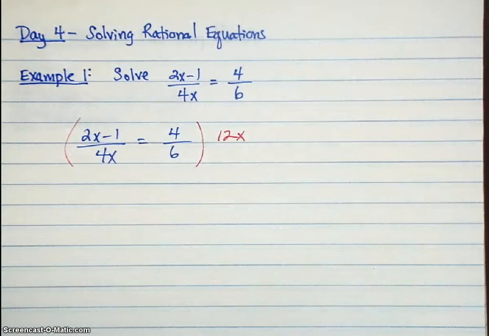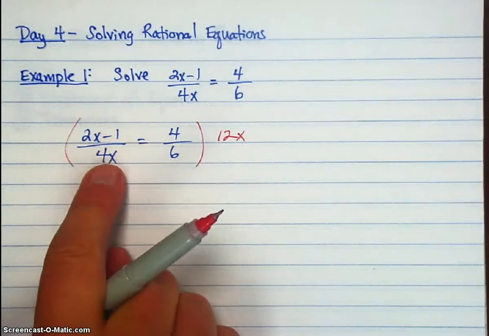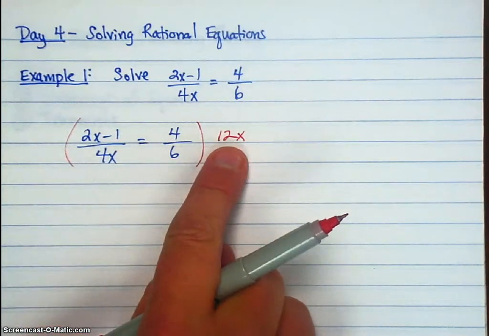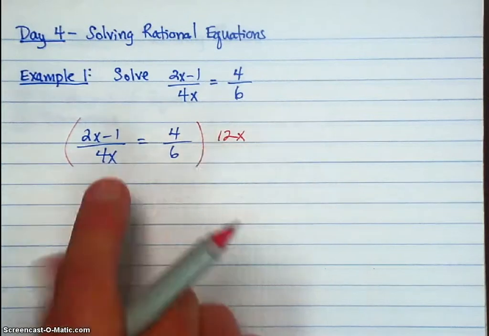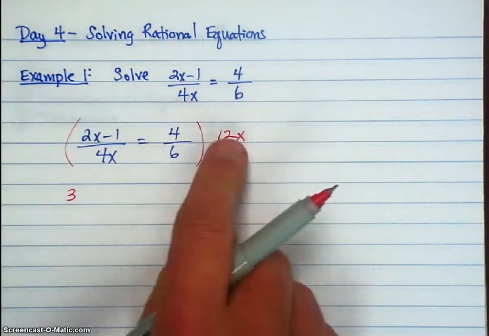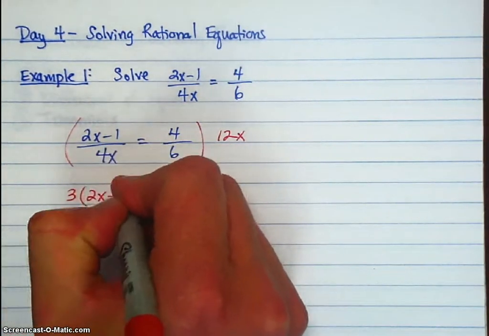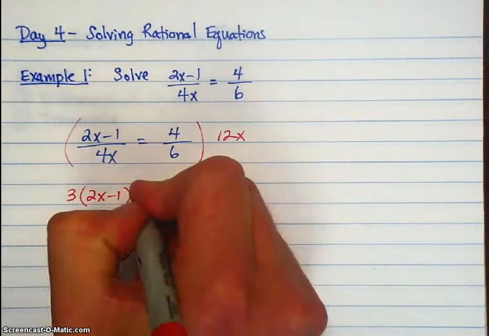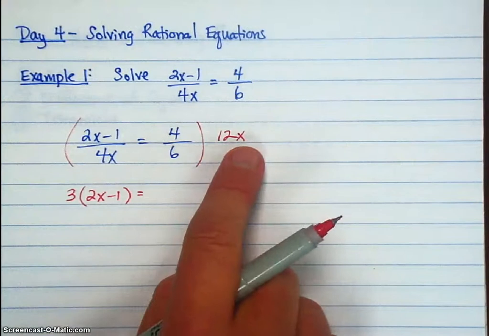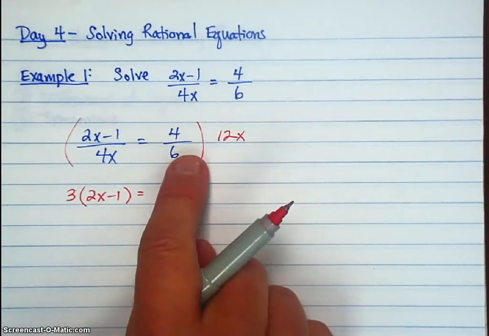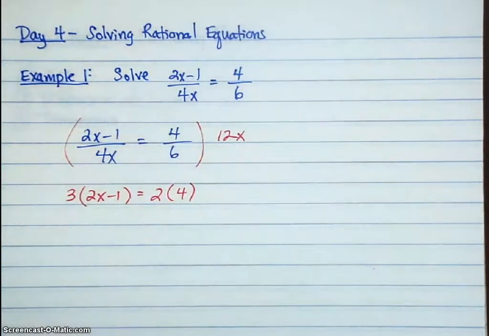Now, what I'm going to do when I solve this is multiply each one of these fractions by 12x. I take (2x minus 1) over 4x and multiply it by 12x. When I do that, the 4x and the 12x will reduce, and what I end up with is 3, because 12x divided by 4x is 3. Then I multiply that by what is on top, which is 2x minus 1. That's equal to, and here again we multiply 12x by 4 over 6. We take 12x and divide it by 6, which is 2, and so I have to multiply that 4 by a 2.